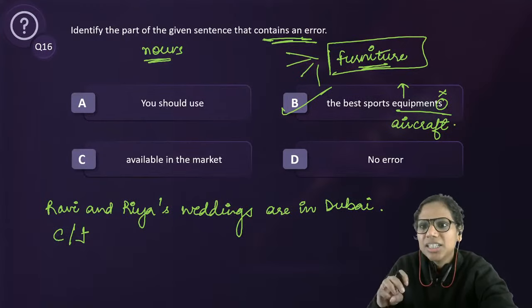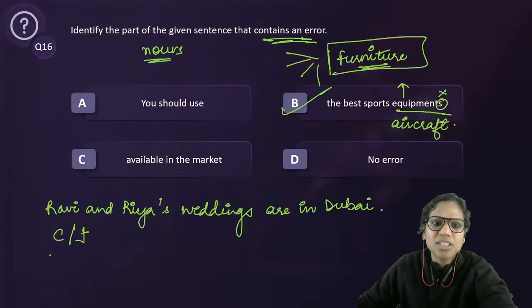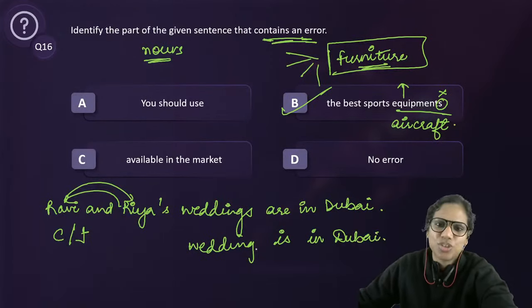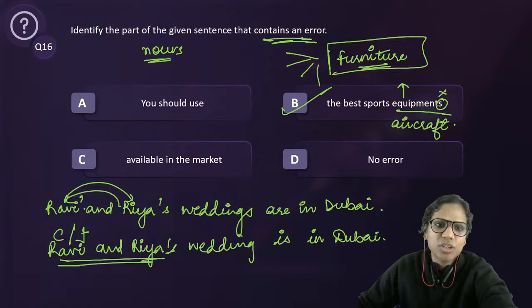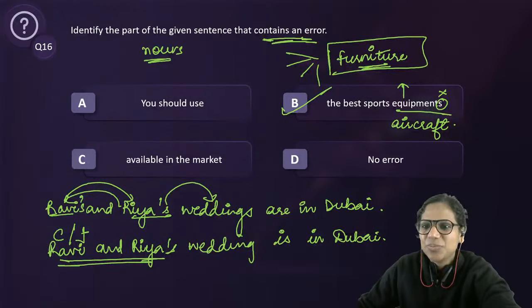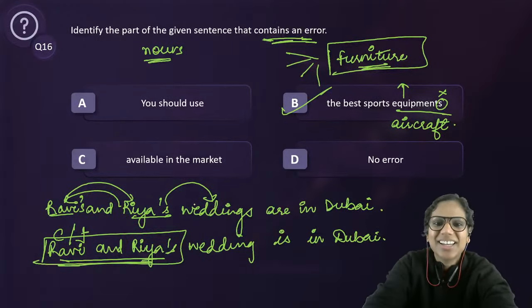It should be Ravi's and Ria's weddings. Either I say Ravi's and Ria's weddings if there are two weddings, or if they are getting married to each other, then it will be Ravi and Ria's wedding is in Dubai. Okay, the concept of joint ownership and separate ownership. So Ravi and Ria's wedding is in Dubai. This will be correct. That will show that they are getting married to each other. Or Ravi's and Ria's weddings, then they are getting married to different people. Hope this is clear to you. Single apostrophe means joint ownership, whereas two different apostrophes means separate ownership. Right.